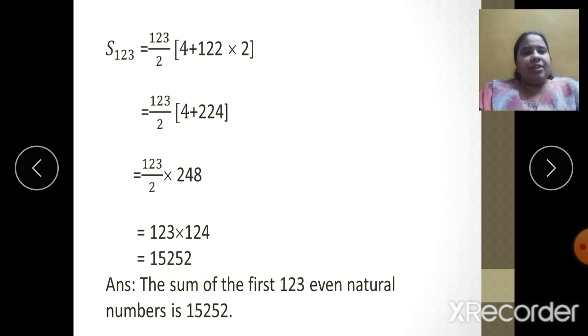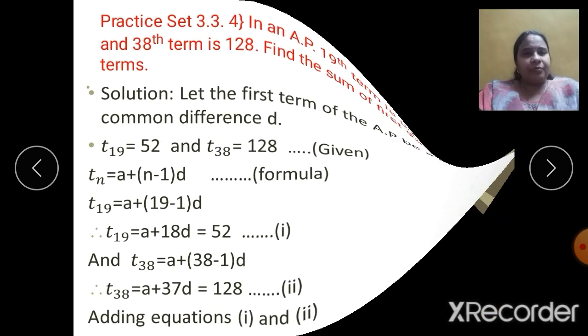So what should be the final answer? The sum of first 123 even natural numbers is 15,252. I hope all the steps are clear to you. Get the AP, get a and d, use the formula, substitute and get the final answer. These are the steps.